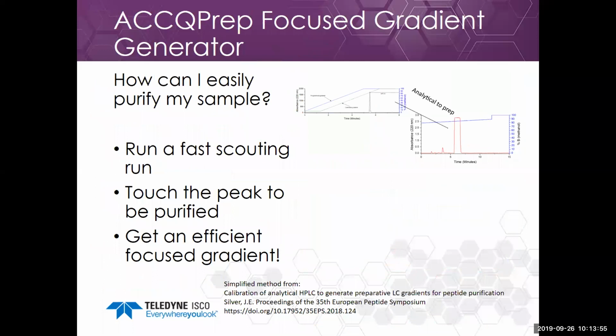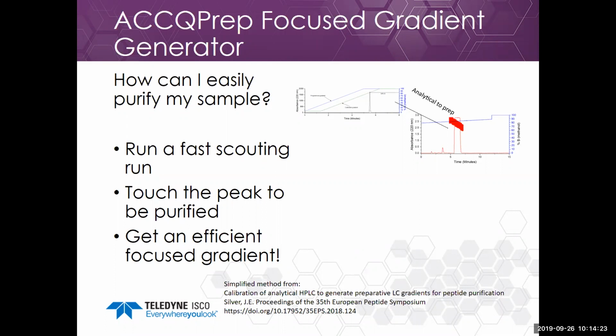Using the focus gradient generator on the AccuPrep, I can then do the same thing. It's built into the system, and this is the same compound run on a UHPLC. We run a very fast scouting run. You touch the peak to be purified, and you get an efficient focus gradient. And it's much easier on the AccuPrep because we simplified the algorithm, and we have a lot of parameters built in already.